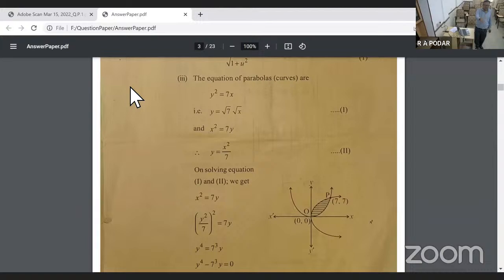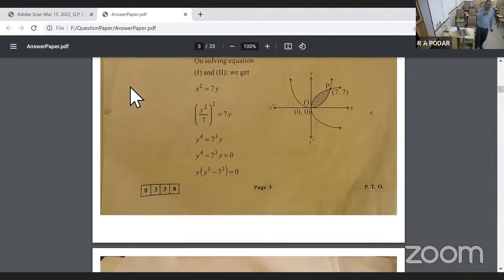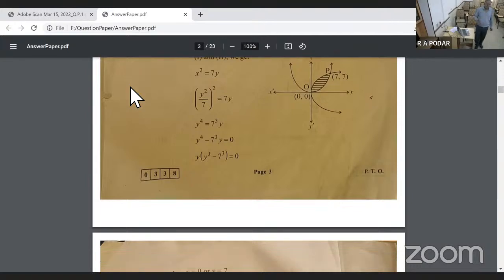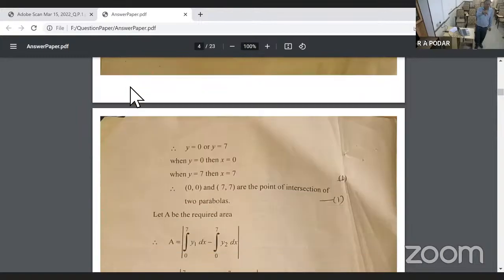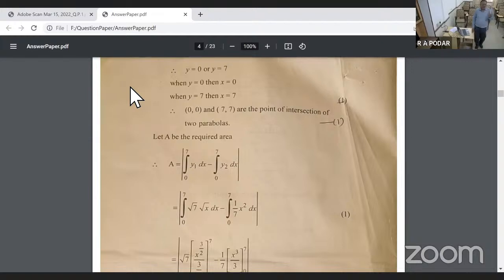And you can see here, then y is taken common. Then y cube minus 7 cube is equal to 0 you are getting here. So the values of y will be y is equal to 0, the point 0, 0 you are getting. If y is 0, x is also 0. And the second bracket, if you try to solve, y cube minus 7 cube is equal to 0. You can see the factors. So y is equal to 7 you will get, and x is also equal to 7. So these are the points of intersection you are getting here. 0, 0 and 7, 7 are the points of intersection of the two parabolas.